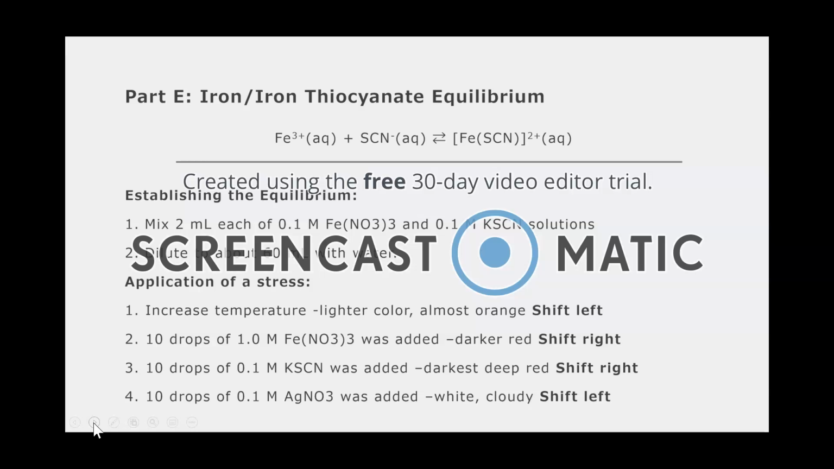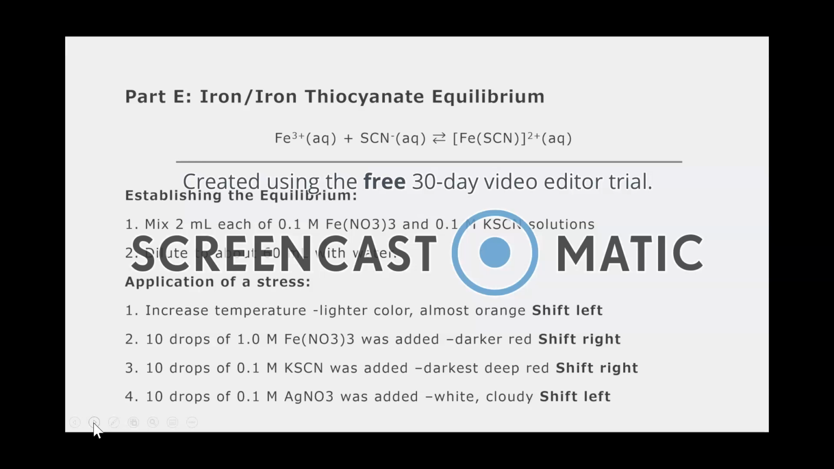The second stressor was adding 10 drops of 1 molar iron nitrate, which caused a darker red to form. This was a shift right because there was an increase in iron. The third was adding 10 drops of 0.1 molar potassium thiocyanate. This caused the darkest red to form, and this was also a shift right because it was an increase in thiocyanate.